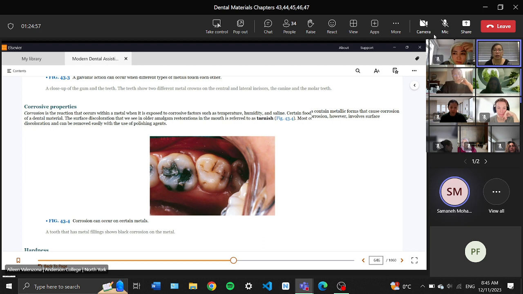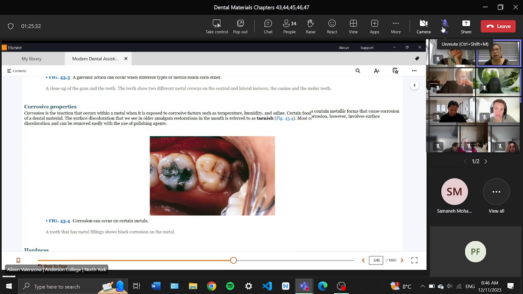Remember, it is class 2 only if they involve mesial or distal or both. But this doesn't involve mesial and distal. So this is class 1. So what are the surfaces? Occlusal, right? And then it shows here occlusolingual. That can be class 1 also. There is a lingual pit there. So this is class 1.